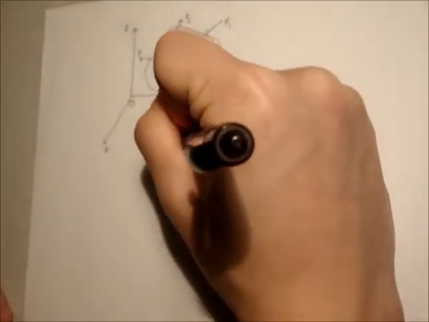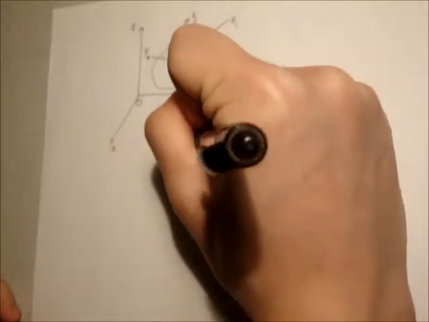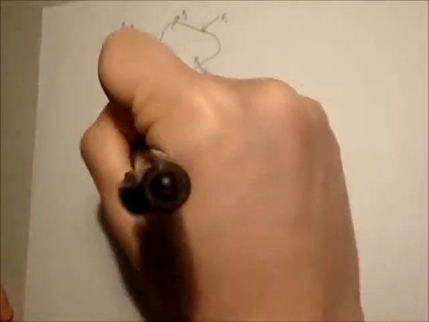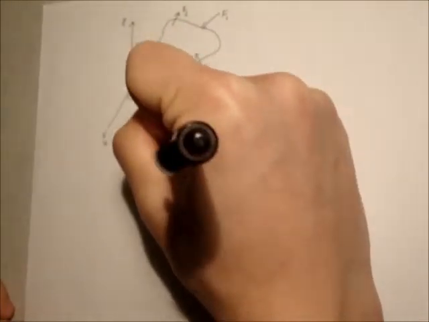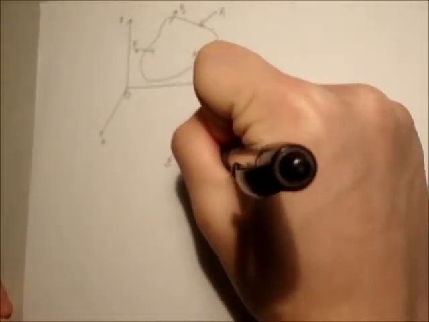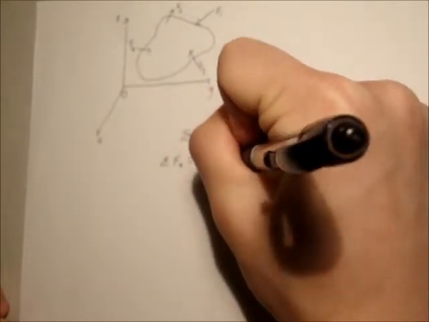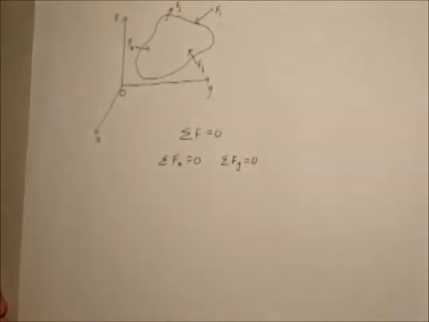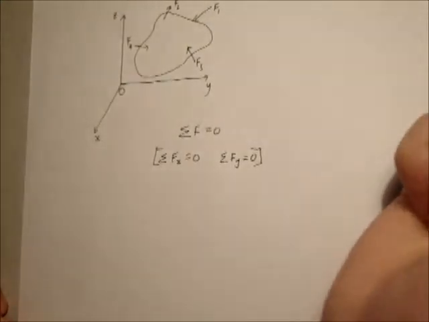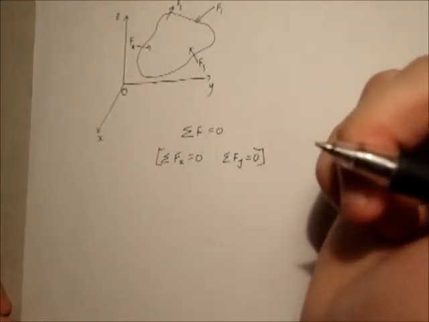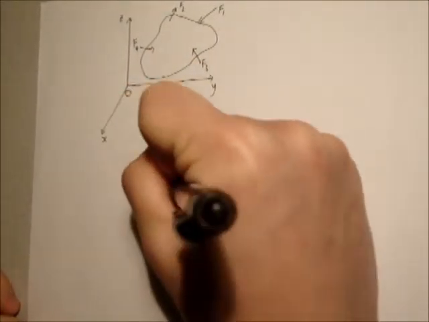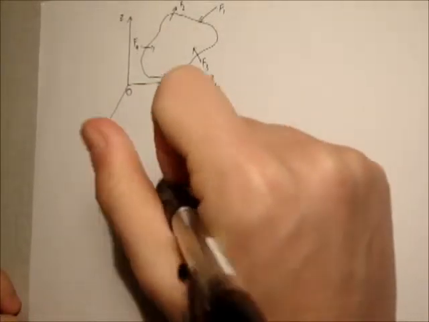Therefore, for a rigid body, the forces would equal to 0, meaning the forces in the x direction equals 0, as well as the forces in the y direction. The moment would also equal to 0 about the point O.